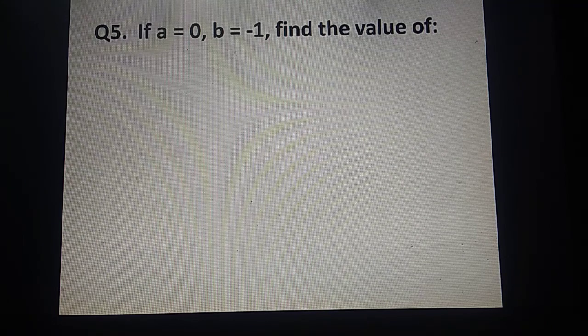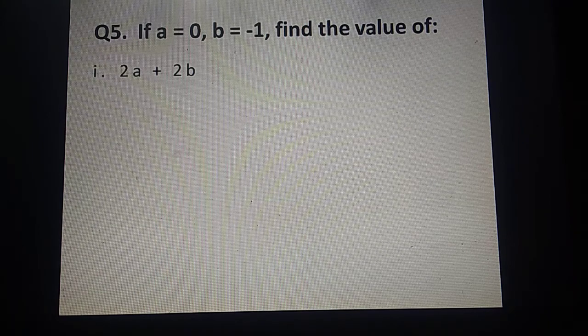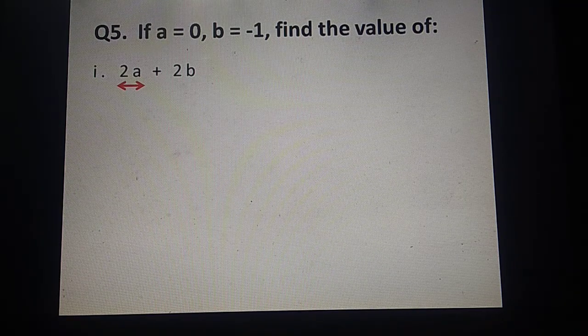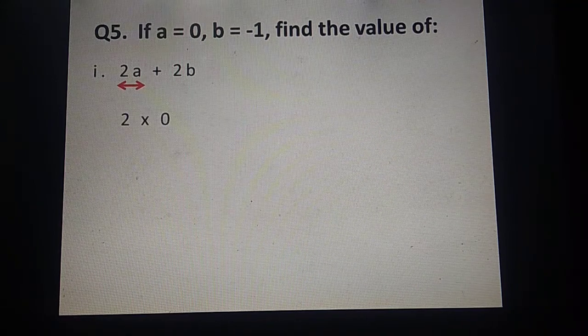Question number 5. If a equals 0, b equals minus 1, find the value of. Now in this case, you will put 0 in place of a and minus 1 in place of b. Now the very first expression is 2a plus 2b. In place of first term 2a, you will write 2 into a. Now in place of a, you will write 0. So finally, you will write it as 2 into 0.